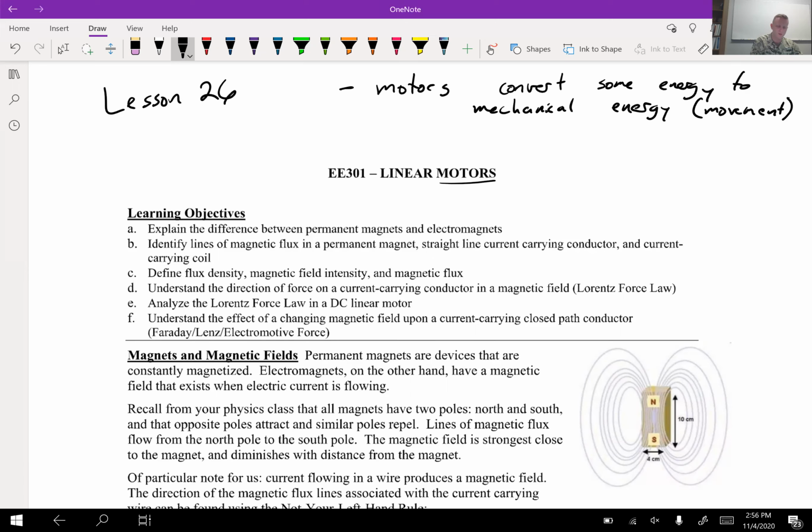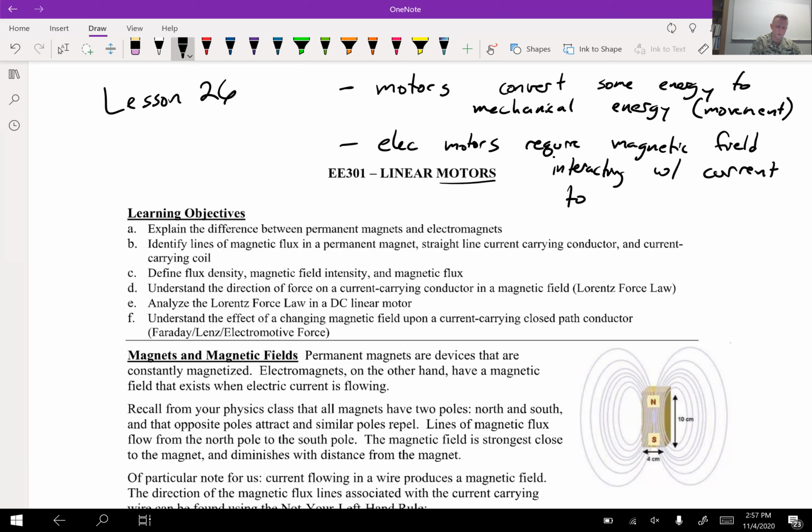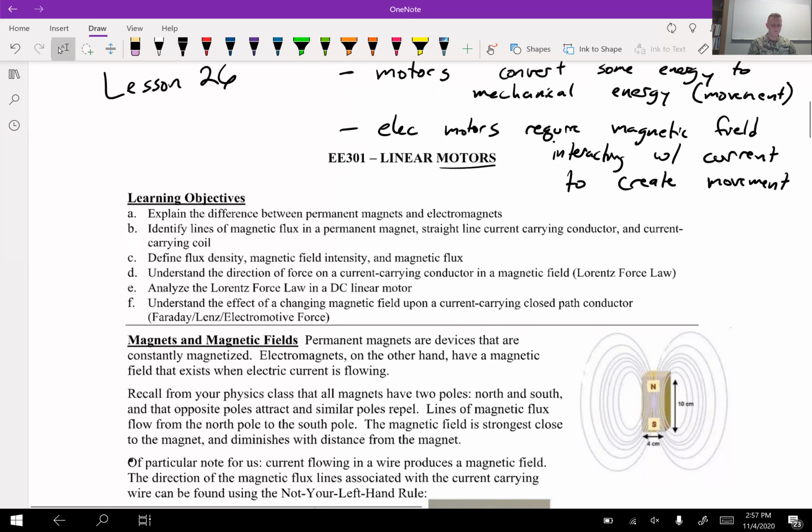Our electric motors will require a magnetic field interacting with current to create this mechanical energy, or to create the movement. Okay, so let's talk about how that's working. Those are the two big things about motors. So let's just review magnets.